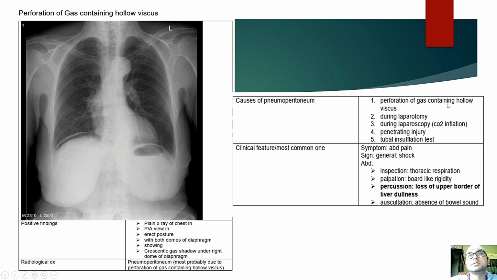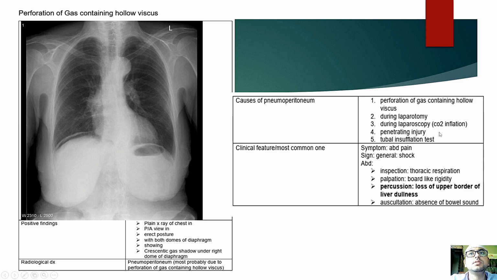Perforation of a gas-containing hollow viscus, and laparotomy or laparoscopy with carbon dioxide inflation. During laparoscopy we make a port and insert carbon dioxide into the abdomen, and that causes abdominal distension so that we can see inside. We surgeons usually use carbon dioxide, which is one kind of gas. So after the operation, if a person has an X-ray, he can see some gas in the abdomen, which is not pathological.